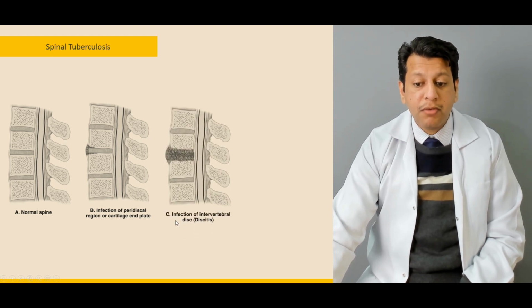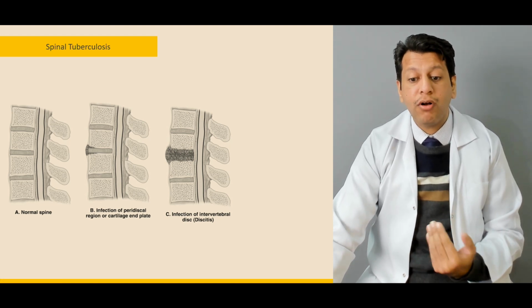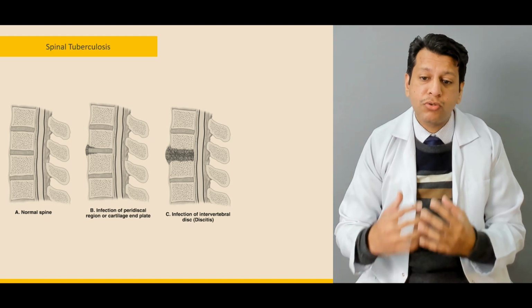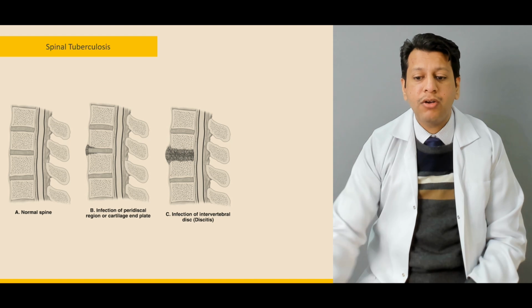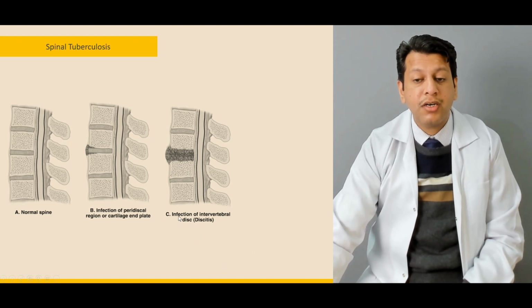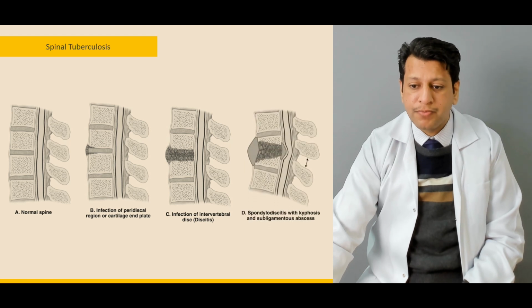There is a less likely risk, a very small percentage of chances, that it involves a disc, in which the collapse is so much that the disc has collapsed between the vertebral bodies, leading to infection of the intervertebral disc, or discitis. But this is very rare as compared with tuberculosis.